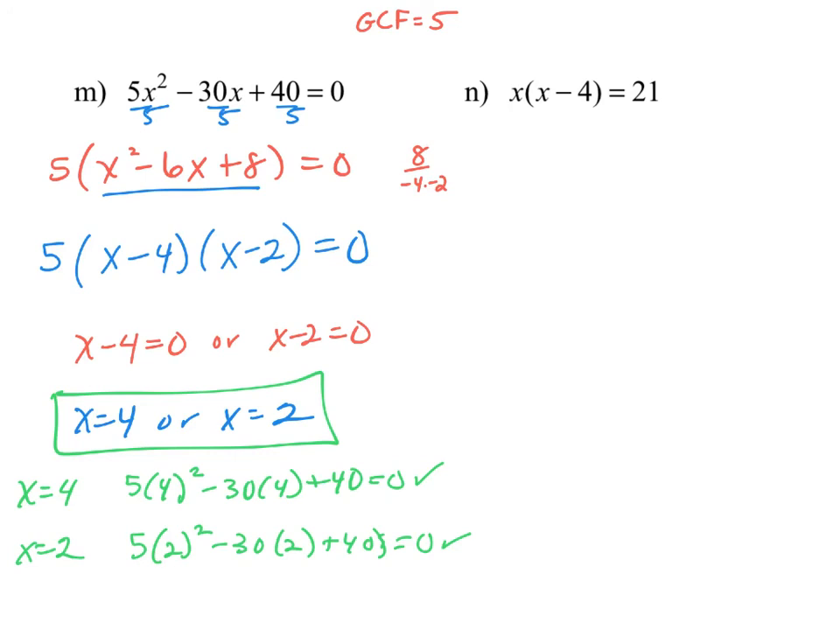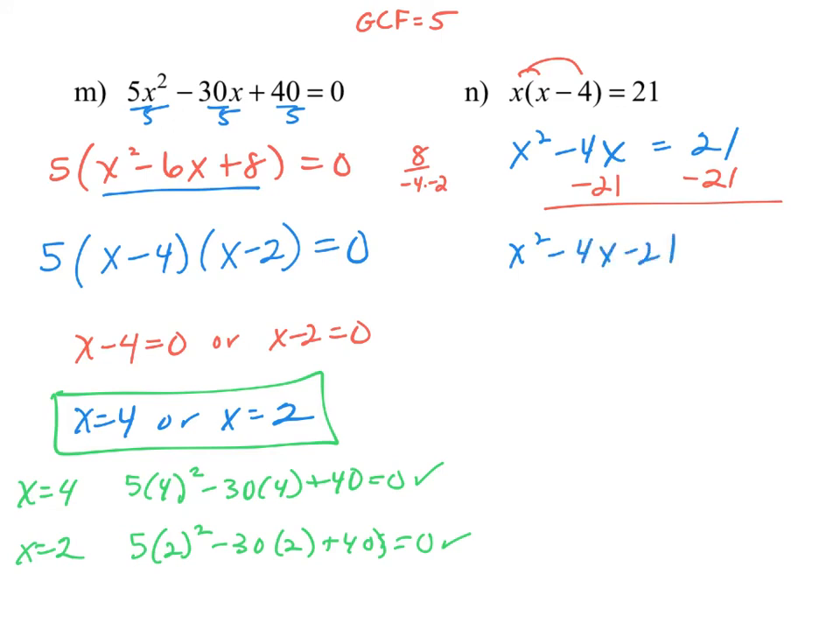In example N, we want to solve the equation x times the factor x minus 4 equals 21. We can't use the zero factor property because we don't have a 0 in the equation. So we're going to have to do some algebra here so that we have a 0 on one side of the equation. Let's begin by distributing the x on the left side, and that will give us x squared minus 4x is equal to 21. Now, in order to use the zero factor property, I have to have a 0 on one side of the equation. So I can do that by subtracting 21 from both sides. And then I end up with x squared minus 4x minus 21 is equal to 0.